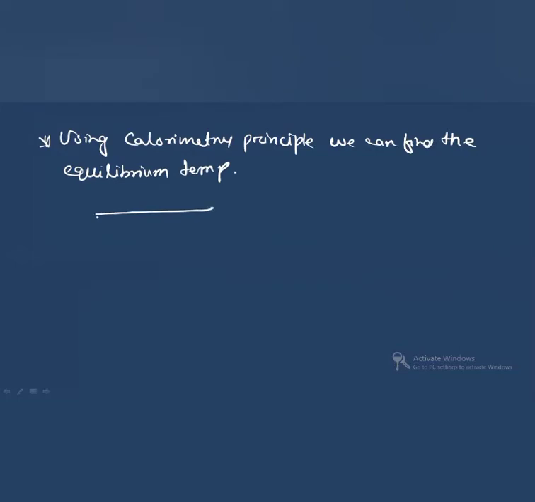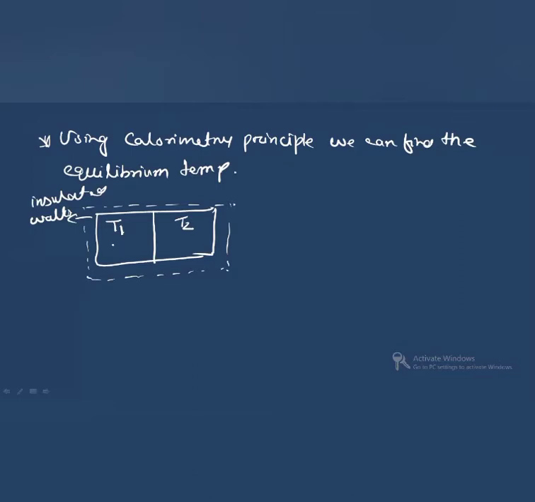Suppose I'm considering this to be a system. In the system, two bodies are kept in contact with each other, and the walls of the system are insulated. This represents insulated walls. The first body is at temperature T1, the second is at T2, the masses are M1 and M2, and the specific heats are C1 and C2.